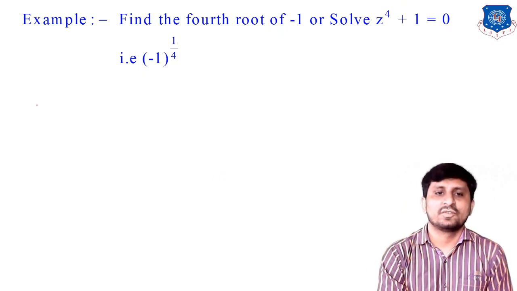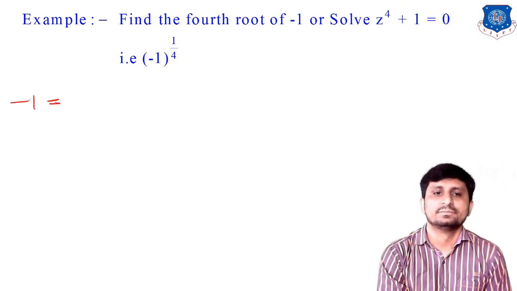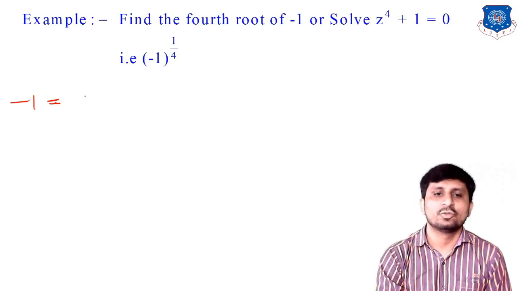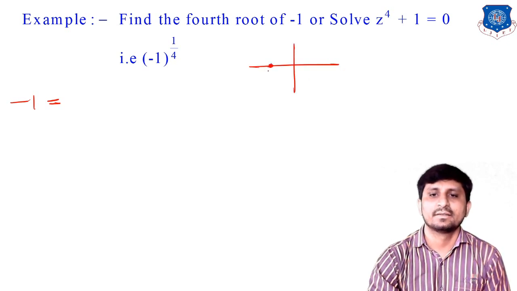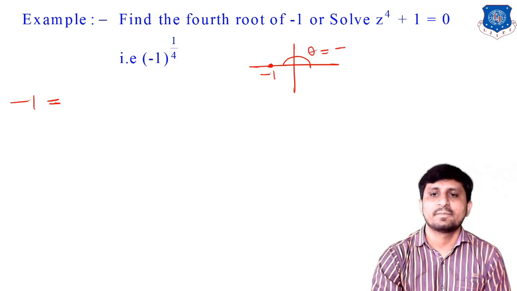So now first of all you have to write minus 1 in polar form. Minus 1 lies on the left side here, right? And for that, what is my theta? The principal argument is pi.